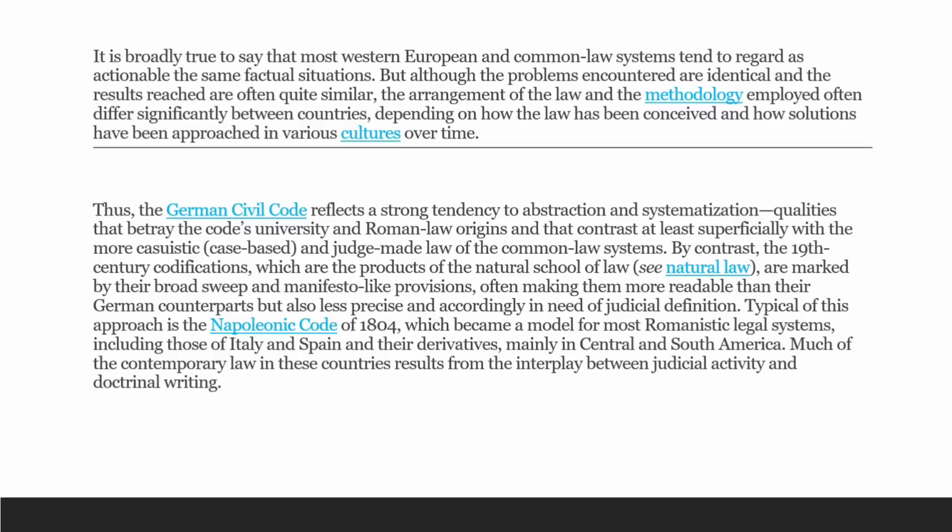Typical of this approach is the Napoleonic Code of 1804, which became a model for most Romanistic legal systems, including those of Italy and Spain and their derivatives, mainly in Central and South America. Much of the contemporary law in these countries results from the interplay between judicial activity and doctrinal writing.